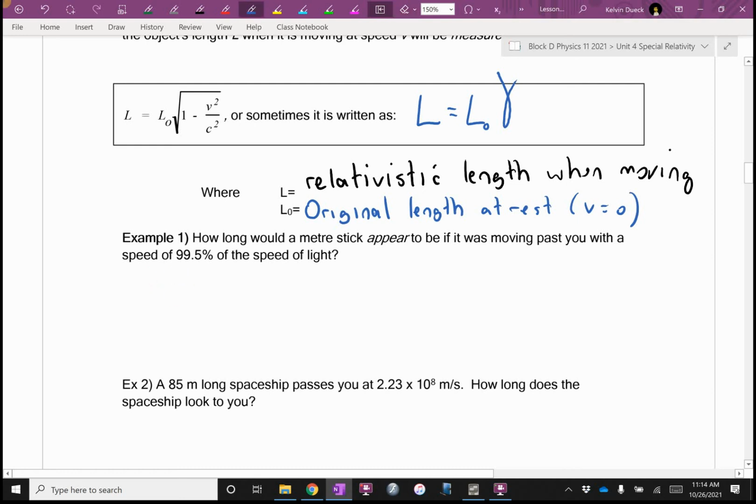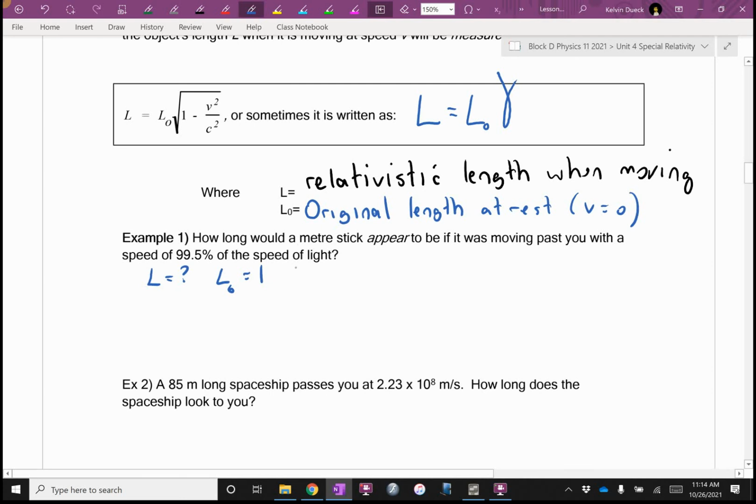Sorry, I'm using capital L. L equals question mark. L0 equals, ready boys and girls? Maybe this is too obvious. What's the original length of a meter stick at rest? I'll give you a hint. It's a meter stick. 1. Is that okay? Not a big shock.